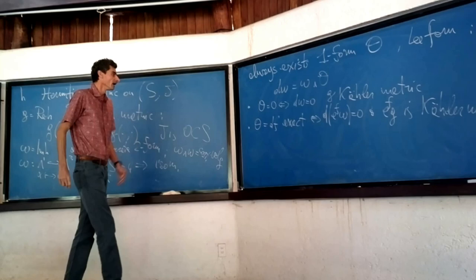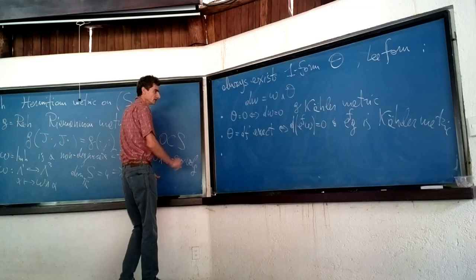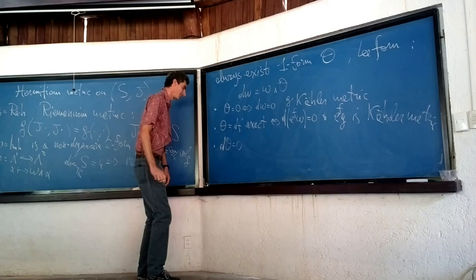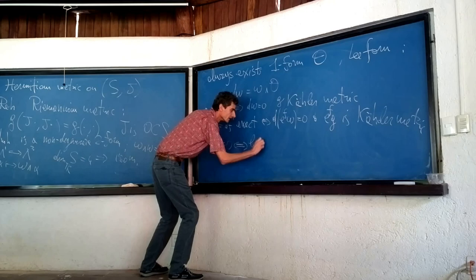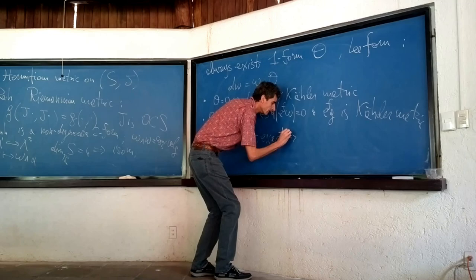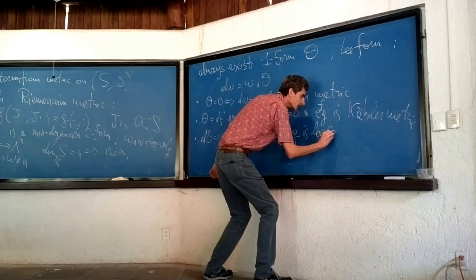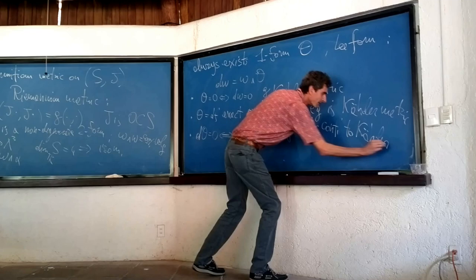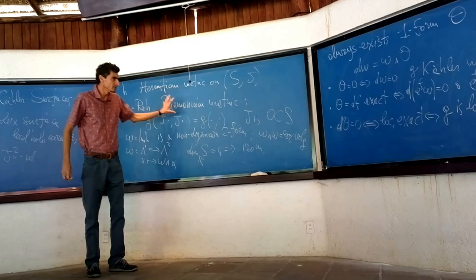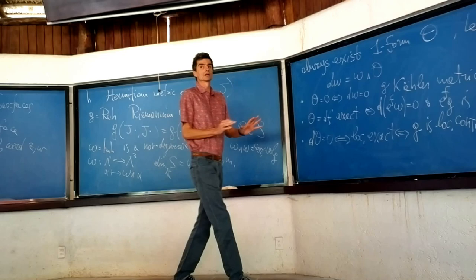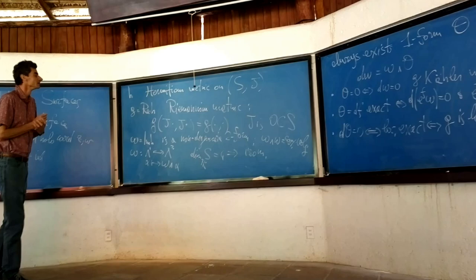And finally, the case we're interested in is when theta is just closed. So it's locally exact, and g is locally conformal to Kahler. So it literally means that the Riemannian metric is conformal to a Kahler metric, but locally. Okay. So it does not imply that it is a Kahler metric on S.